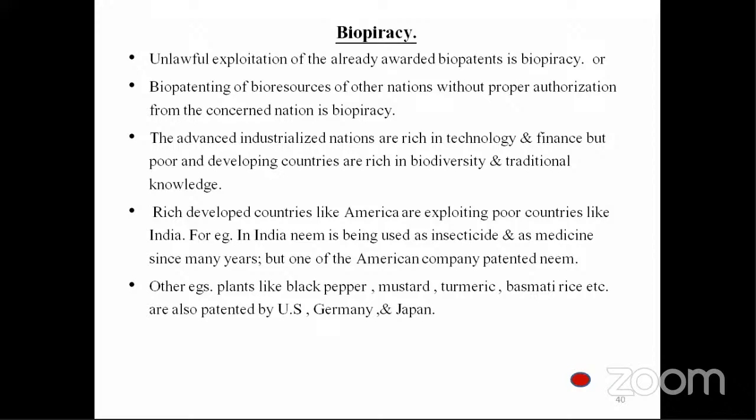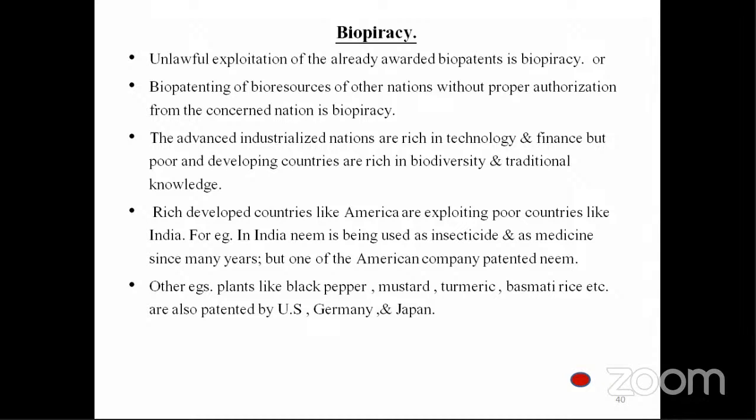Next, biopiracy. The third one, biopiracy, and by this we end our lesson. Unlawful exploitation of the already awarded biopatent is biopiracy, or biopatenting of bioresources of other nations without proper authorization from the concerned nation is biopiracy. That means it should not be without taking the consent of the nation where these bioresources are present, otherwise that is biopiracy. They have to take prior permission.